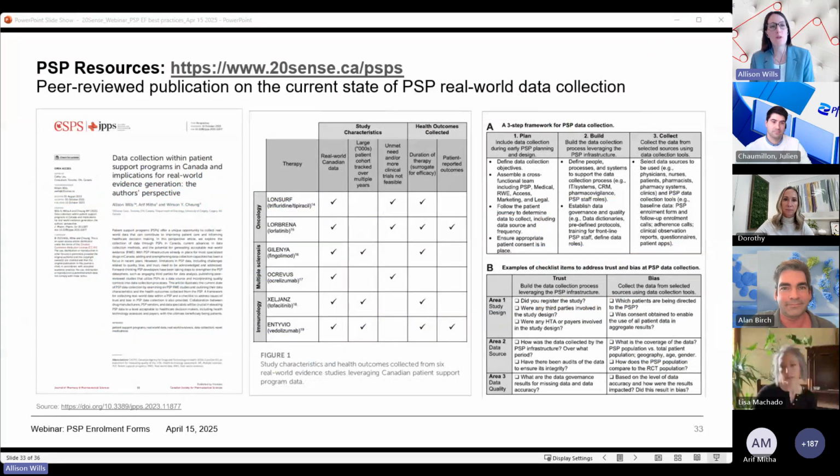Finally, there's also a peer-reviewed publication around the current state of PSP real-world data collection. If you want to take a look at that, it's more of an academic approach or overview of what's going on in our country today. There's been quite a bit. We're up to about, I think, 22, 23 peer-reviewed publications in the public domain that have gone through academic review using patient support program data to generate real-world evidence.